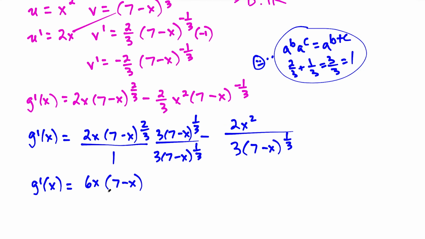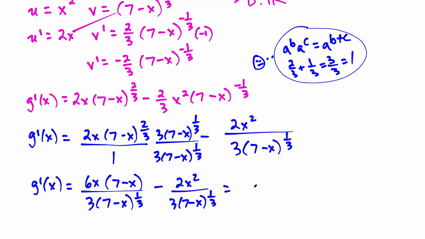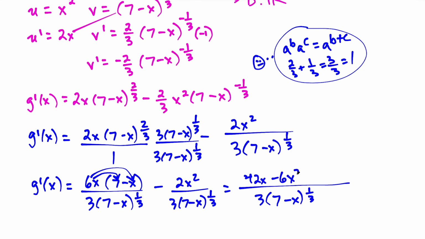And now after, we have minus, and we're just going to write our whole fraction here. Our denominator is 3 times 7 minus x to the 1/3, and after the minus we have 2x squared over 3 times 7 minus x to the 1/3. So we're getting a little bit closer here. Now we can combine this into a single fraction, once again on the bottom 3 times 7 minus x to the 1/3 power, and on top we're going to have 6x times 7 is 42x. And then we have 6x times minus x is minus 6x squared, and then we have a minus 2x squared.